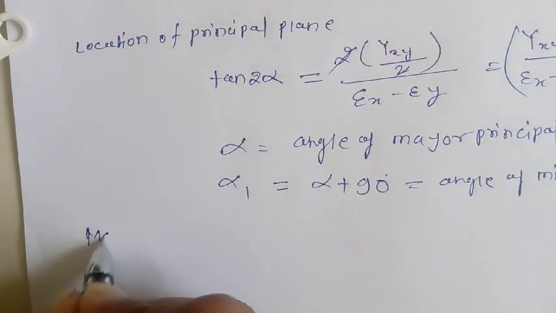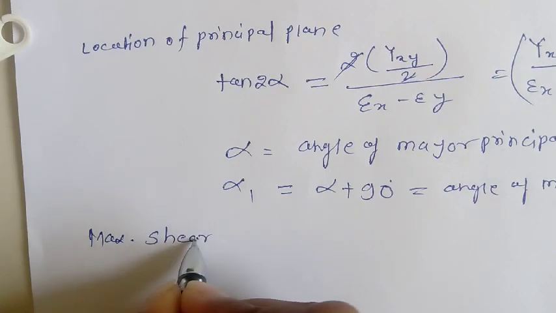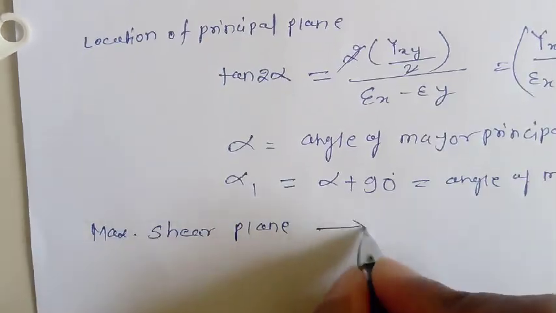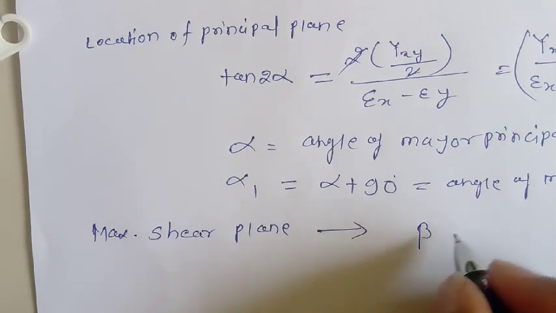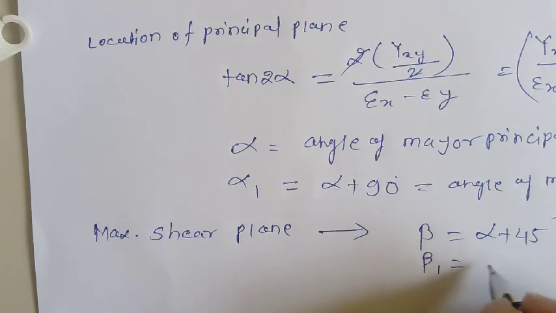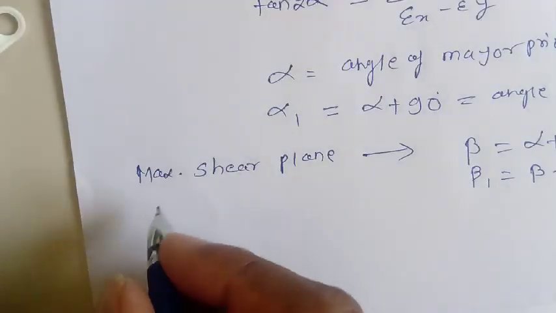Now the next one is the maximum shear plane. The maximum shear plane can be found out by beta, which is nothing but alpha plus 45 degrees, and beta 1 is nothing but beta plus 90 degrees. Same for the maximum shear strain.